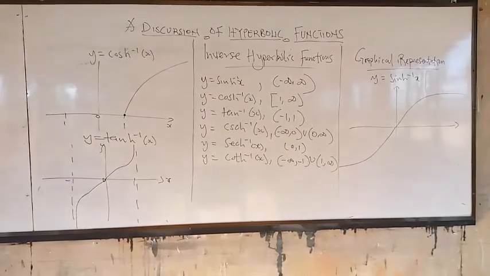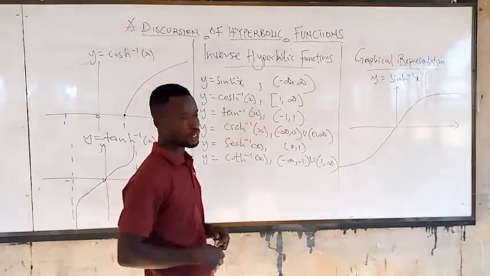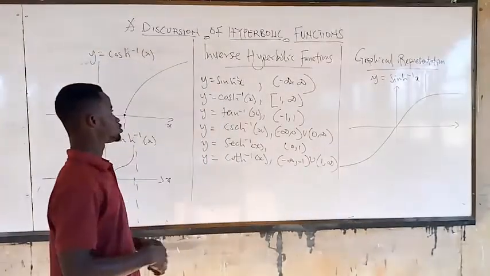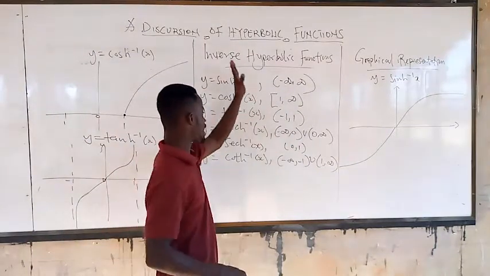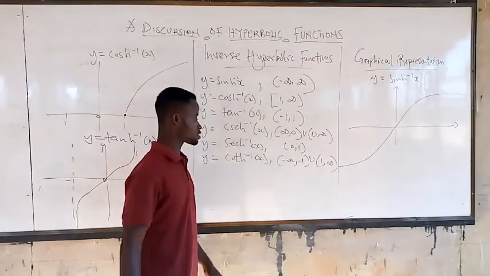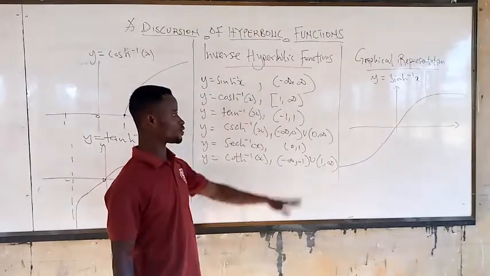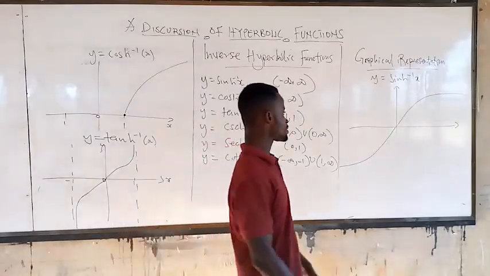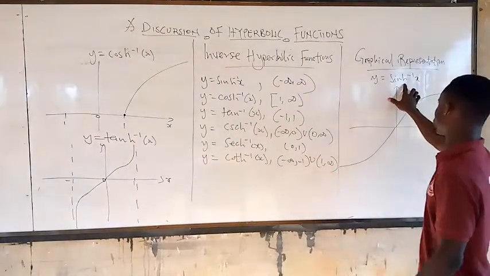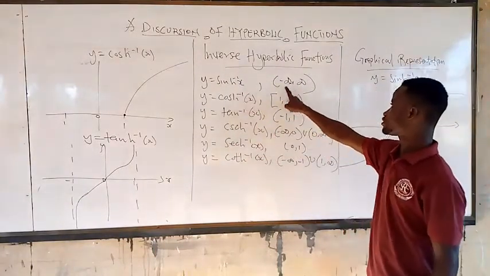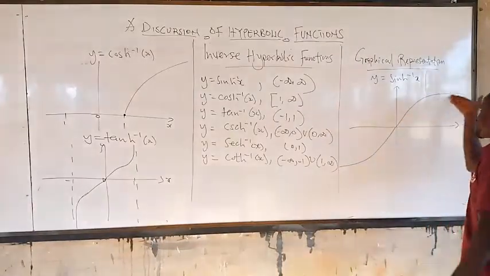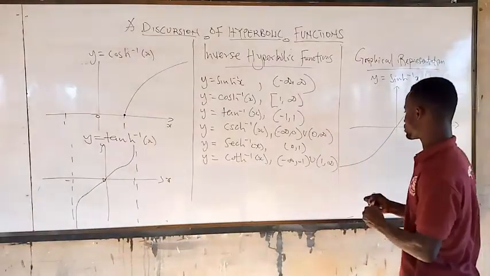Alright, so that is inverse hyperbolic functions. So the sinh inverse, and these are the functions and these are the domains. The graphical representation, you got the graphical representation for sinh inverse. That is from what? Negative infinity to positive infinity. So this doesn't end. It goes continuous like that.